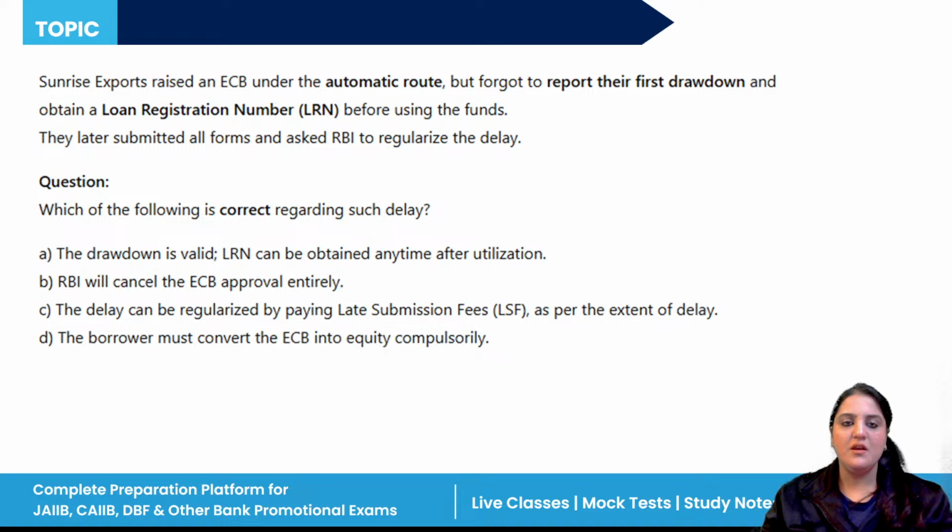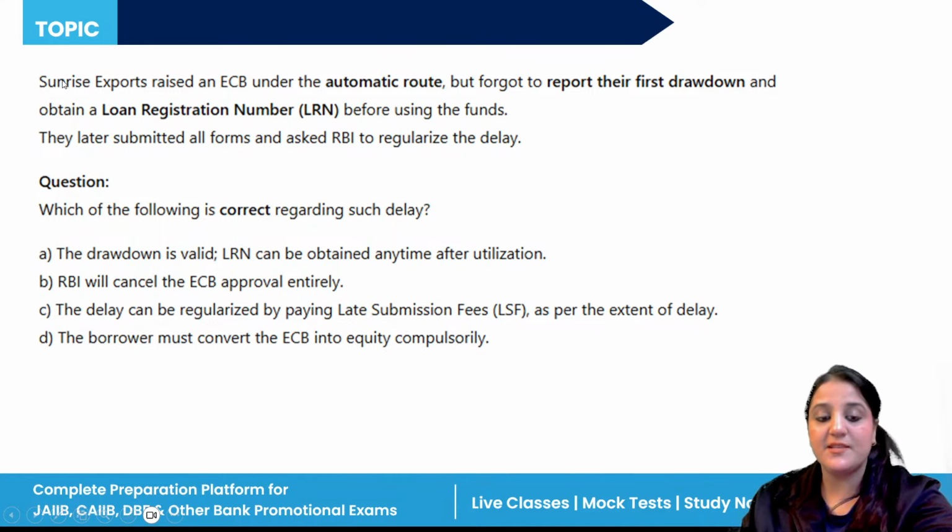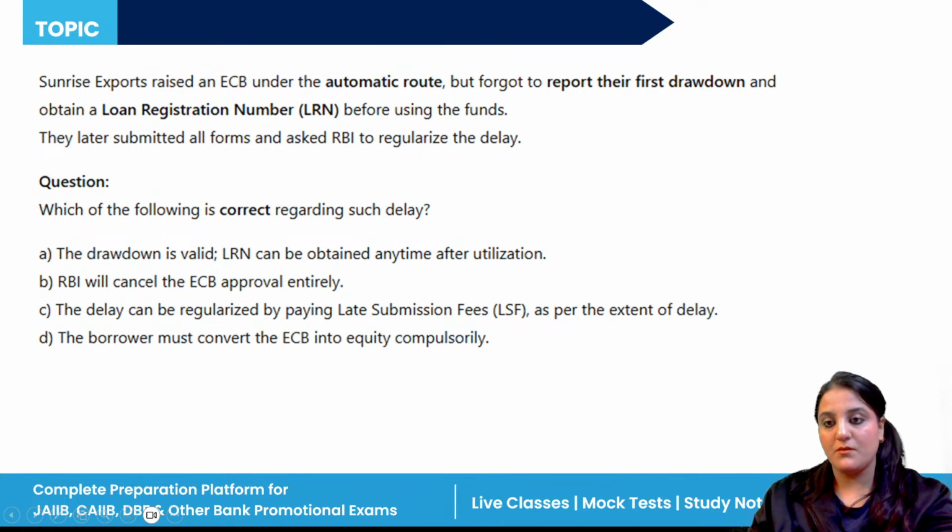Okay, do this question. Sunrise Exports raised an ECB under the automatic route but forgot to report their first drawdown and obtain a loan registration number before using the funds. They later submitted all the forms and asked RBI to regularize the delay. So which of the following is correct regarding such delay? And one more thing I have to add in the previous question. Just first do this question.